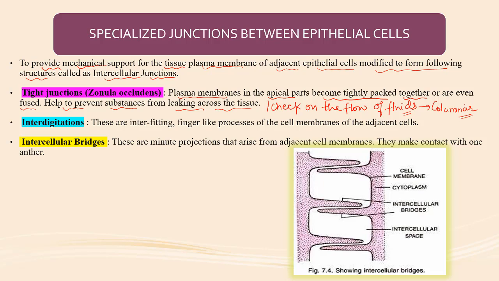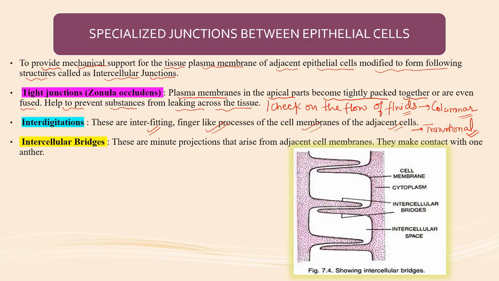Now coming to the next, we have interdigitations. Interdigitations are the interfitting or finger-like processes of the cell membranes of adjacent cells. The cell membranes of adjacent cells have finger-like projections so that they can fit over each other. This is known as interdigitation. It is mainly found in transitional epithelium.